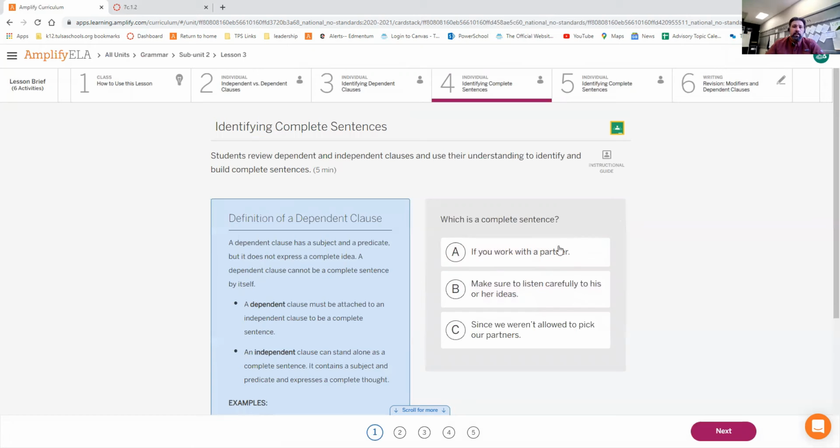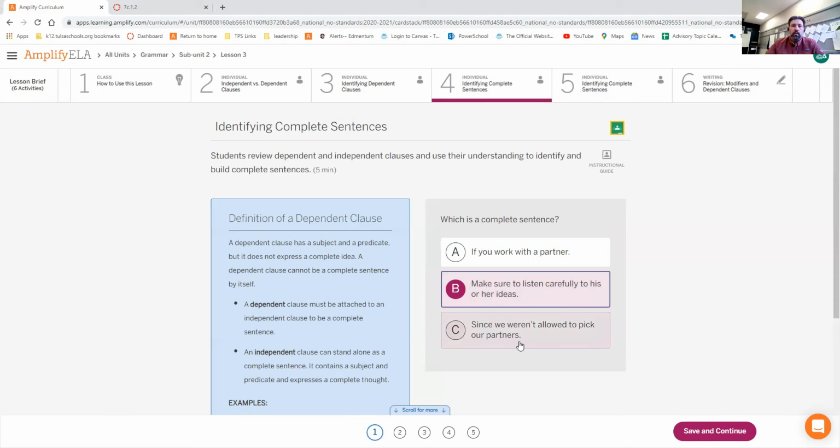Which is a complete sentence? If you work with a partner, you hear it, right? That sounds dependent. We need more information. Yeah, what about it? If I work with a partner, what? I get half credit? Make sure to listen carefully to his or her ideas. That sounds like a complete sentence to me. You make sure to listen carefully. Okay, I'll do that.